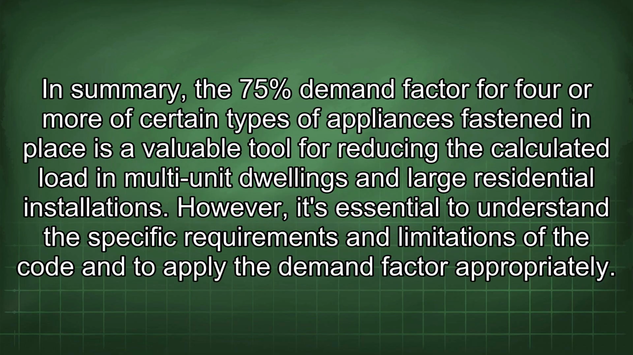In summary, the 75% demand factor for 4 or more of certain types of appliances fastened in place is a valuable tool for reducing the calculated load in multi-unit dwellings and large residential installations. However, it's essential to understand the specific requirements and limitations of the code and to apply the demand factor appropriately.